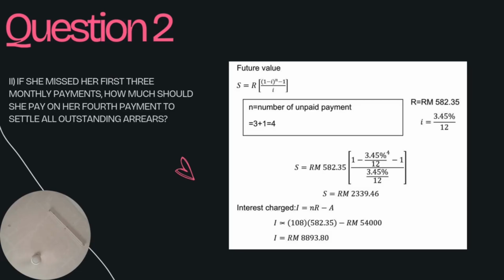And then again, we have to search for the interest charge. As usual, we use I equals nR minus A. And then we substitute the information that we had, and the answer we got is 8,893 ringgit and 80 cents.